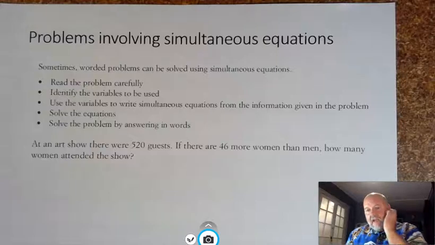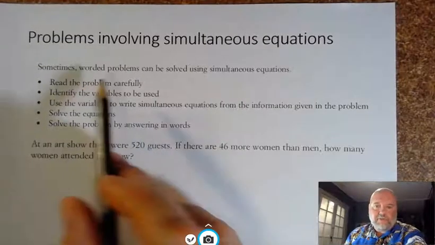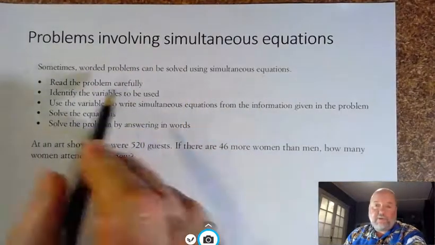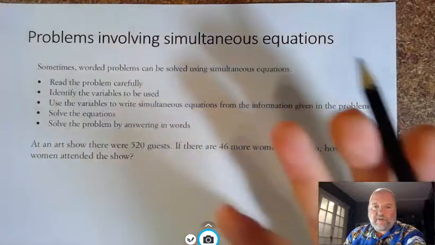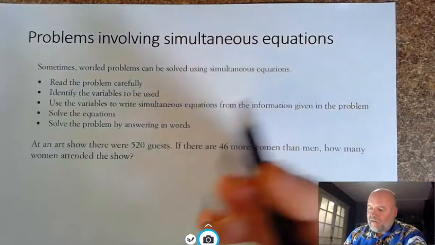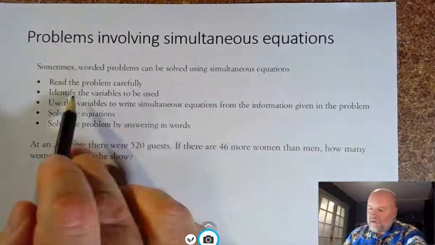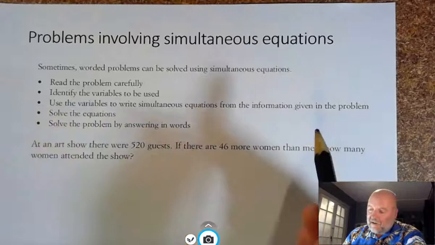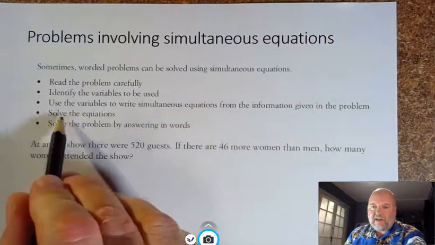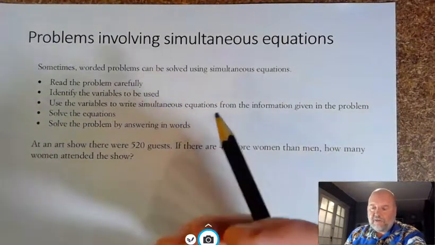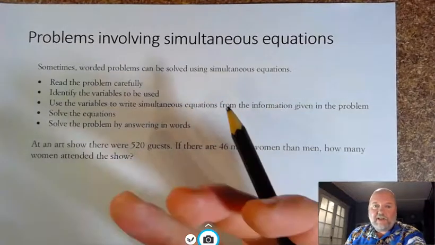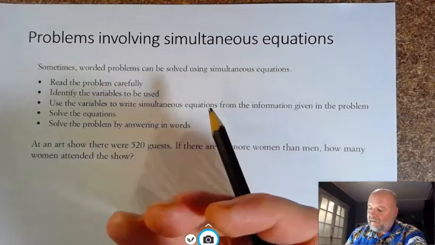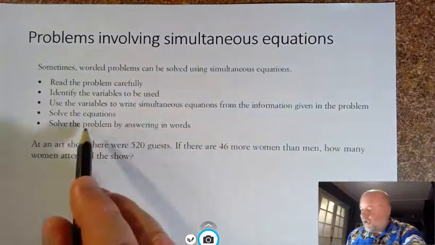Okay, so the last thing that you need to do is you need to be able to solve some problems using simultaneous equations. So you'll be given a worded problem and be asked to use this process of simultaneous equations to solve them. So the first thing, read the problem carefully, identify the variables that you've got, use the variables to write some simultaneous equations, use your algebraic techniques of elimination or substitution, or if you wanted to go graphically. And then when you get solutions, make sure you actually answer the problem and you do so in words.